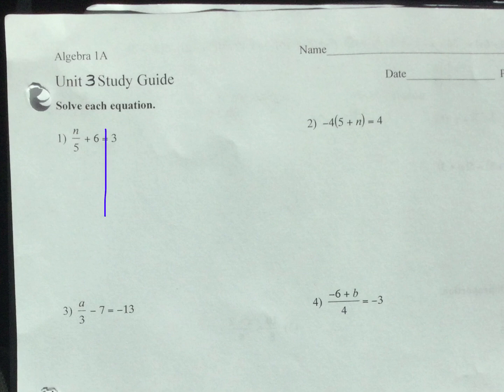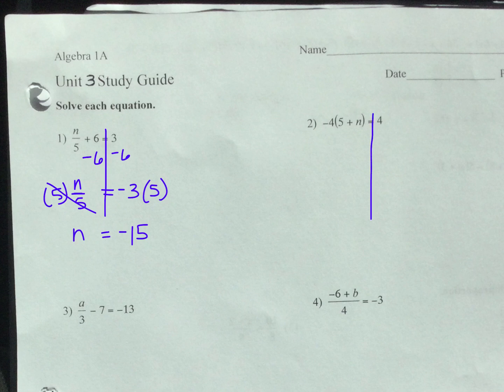So the first thing we need to move to get the n all alone is the 6. So I'm going to subtract 6. N over 5 equals 3 minus 6, which is negative 3. Now to get the n alone, I need to move the 5. So the opposite of divide is multiply. So n is left on the left. Negative 3 times 5 is negative 15.